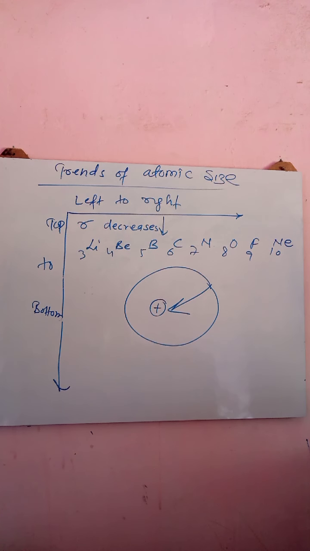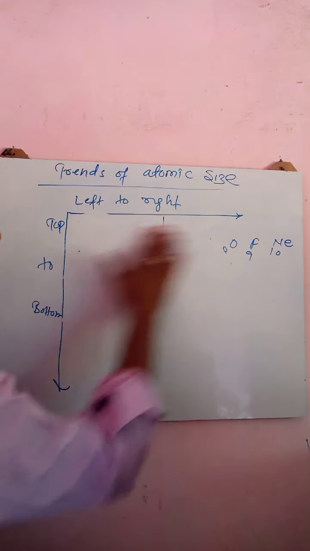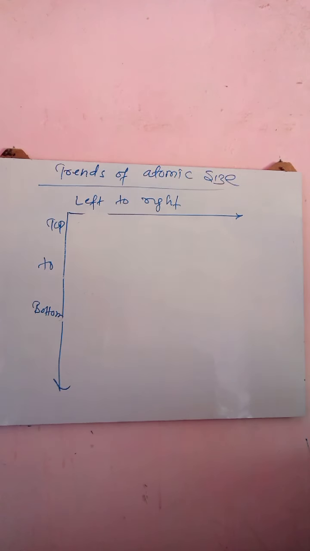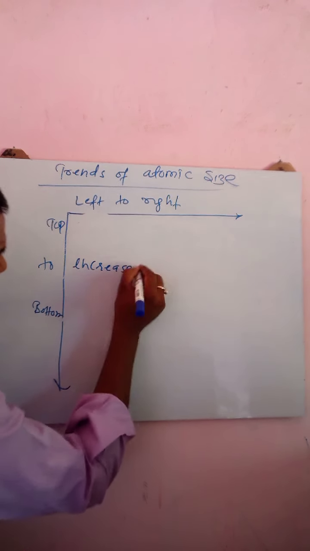That's why atomic radius decreases when we move left to right in the periodic table. But when we talk about top to bottom in the periodic table, atomic size increases.